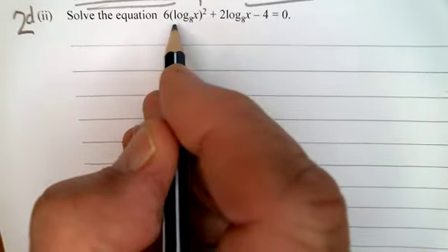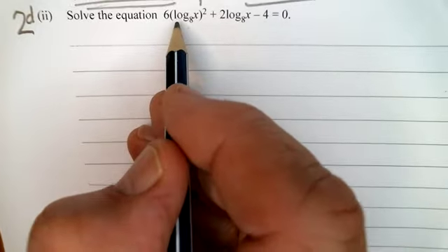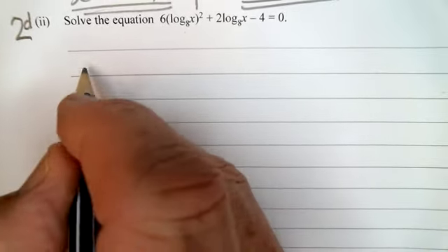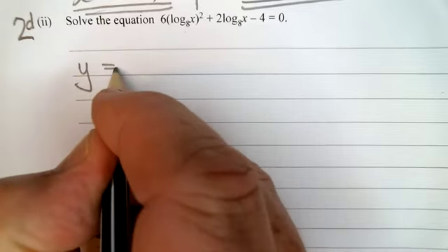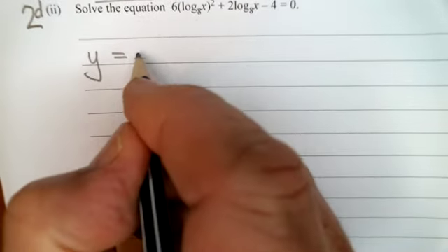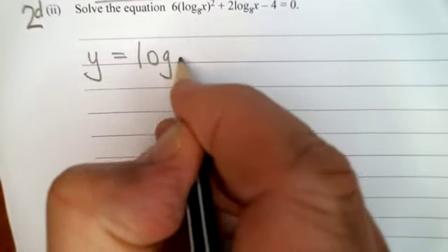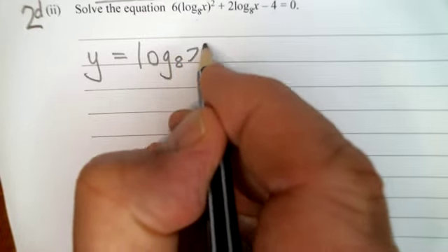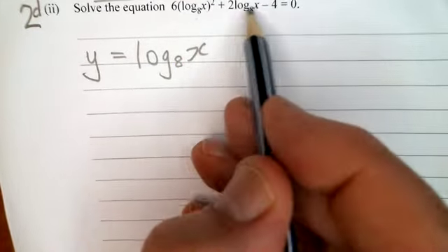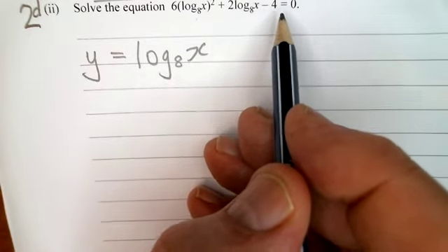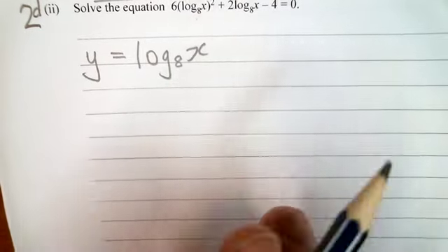Now, what I can do here is substitute something for that. The most obvious thing would be something like a y. So let's say that y is equal to log base 8 of x. There it is. So now instead of having this equation, I'm going to restate the equation, but this time substituting a y in these places here.